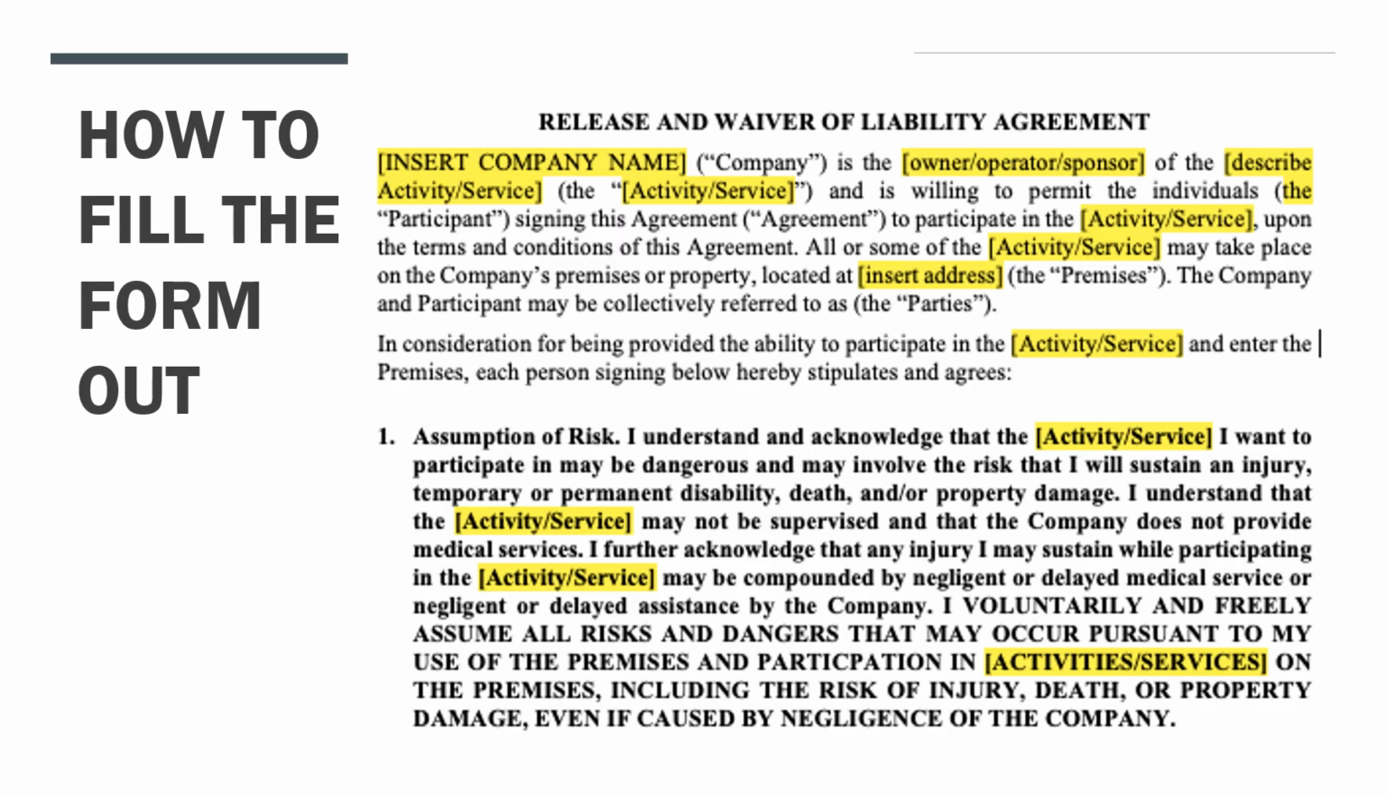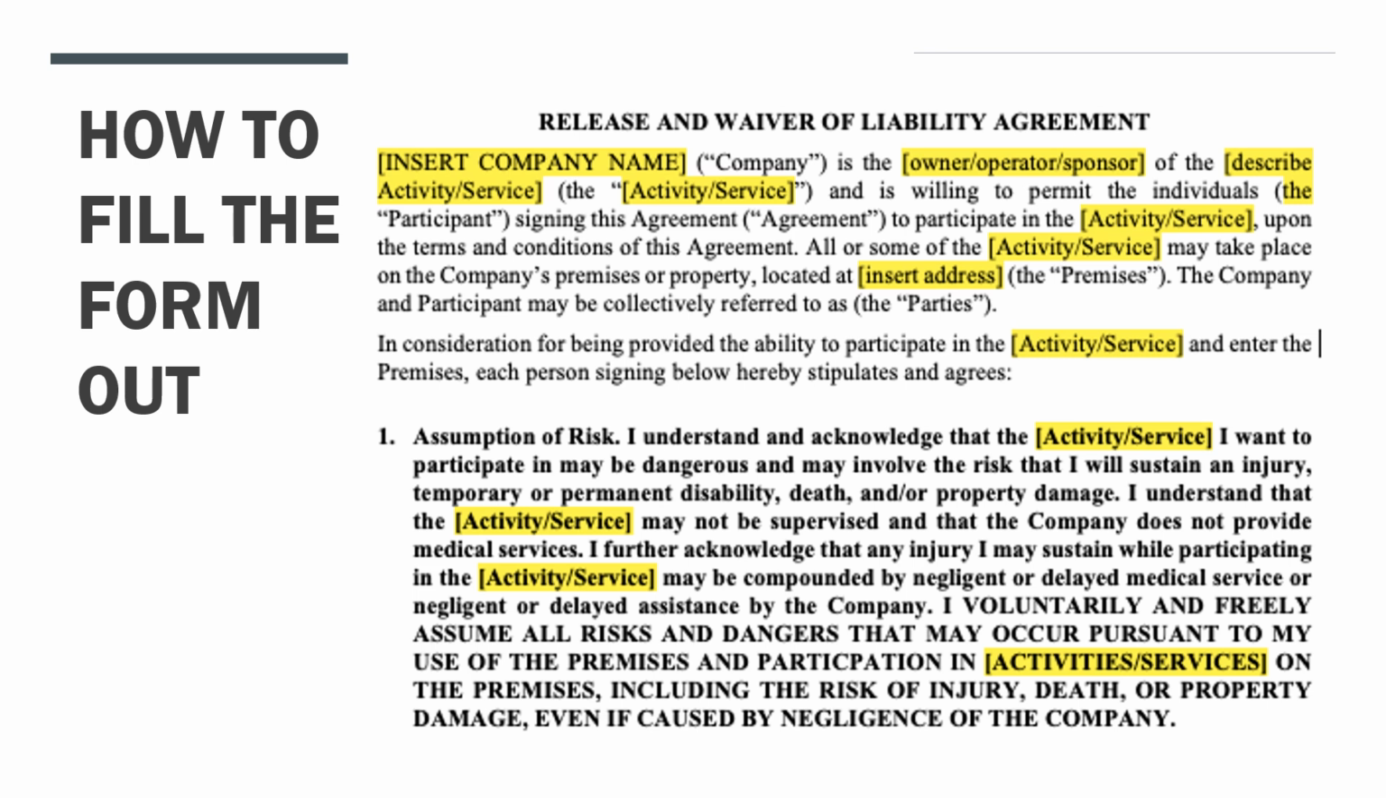So here we learn how to fill out the actual form. This is a screenshot of the top of the release and waiver of liability agreement. You'll see highlights, you'll see different words and different fonts. So we'll start at the beginning. The first highlight says insert company name. Anywhere that you see a highlight, you will enter something that is specific to your business there.